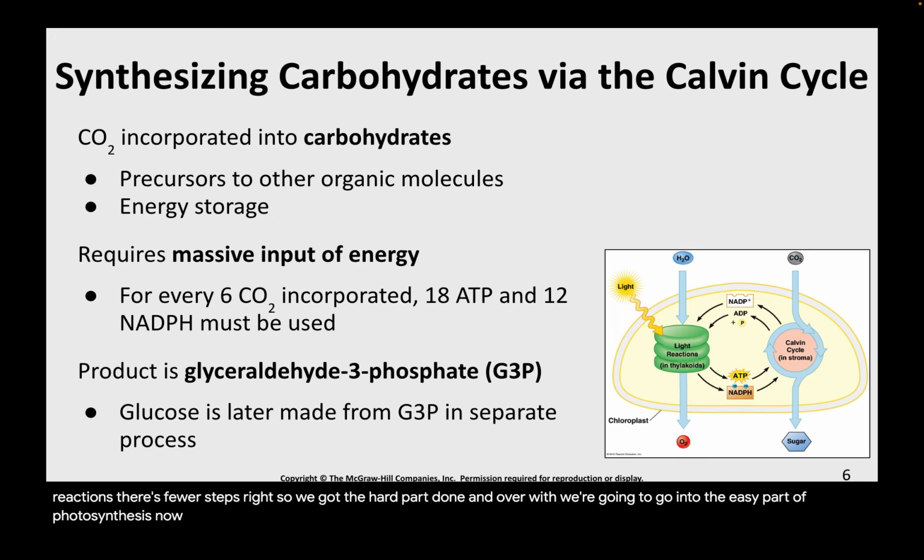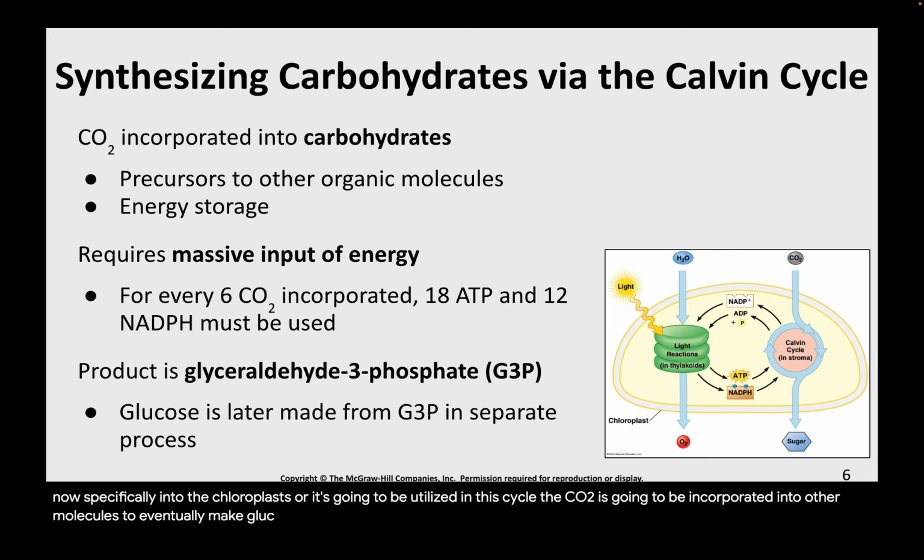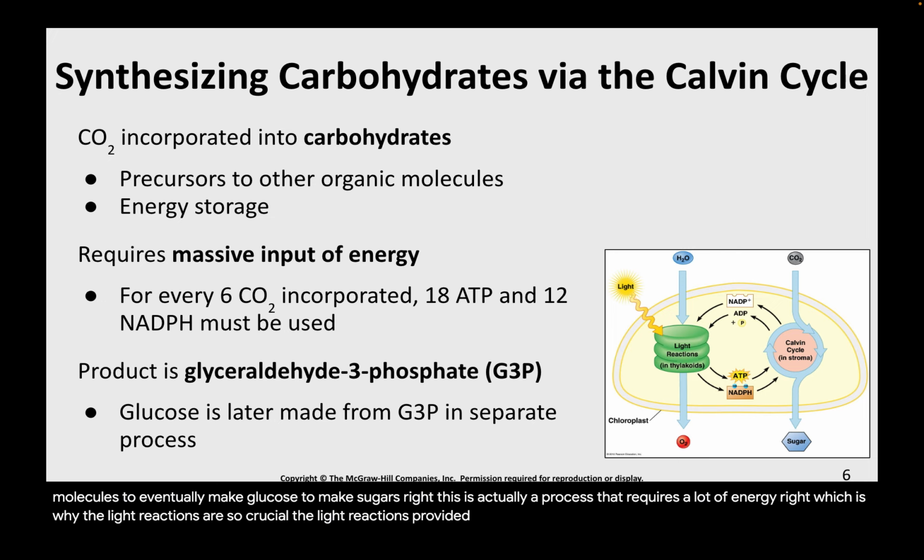The Calvin cycle is where we actually take CO2, right? So CO2 enters the leaves via the stomata, and now it's entered into a mesophyll cell and specifically into the chloroplast, where it's going to be utilized in this cycle. The CO2 is going to be incorporated into other molecules to eventually make glucose, to make sugars, right? This is actually a process that requires a lot of energy, which is why the light reactions are so crucial. The light reactions provided all those energy molecules, ATP and NADPH.